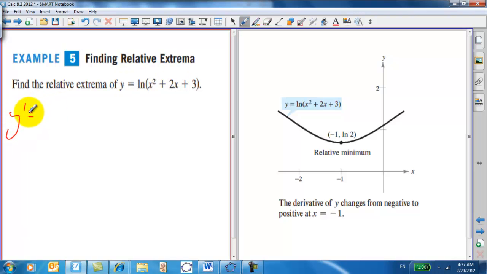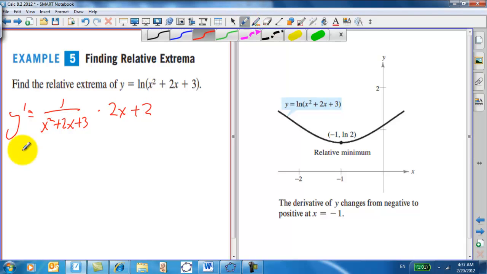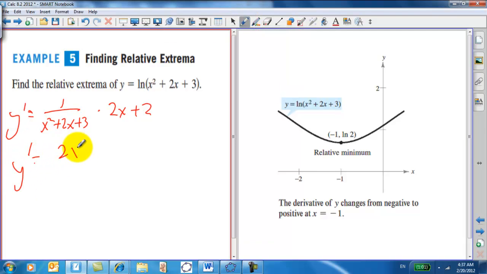So go to the derivative, which is 1 over whatever's inside, x squared plus 2x plus 3, times the derivative of our function, which is 2x plus 2. So you've got the derivative is 2x plus 2 all over x squared plus 2x plus 3, a rational function for the derivative. And we want to know where it's 0 or undefined.